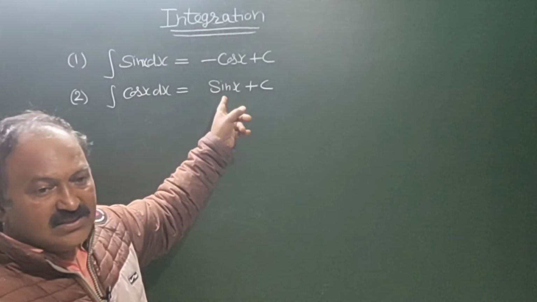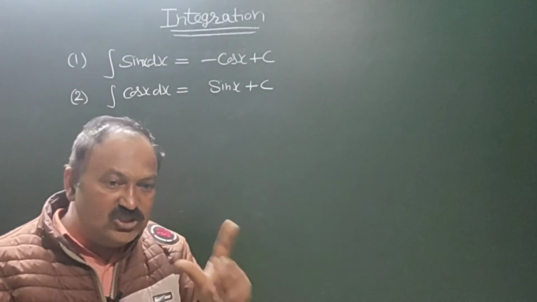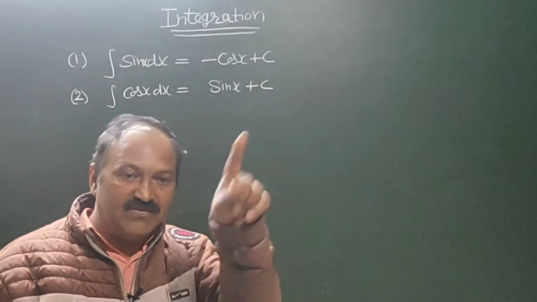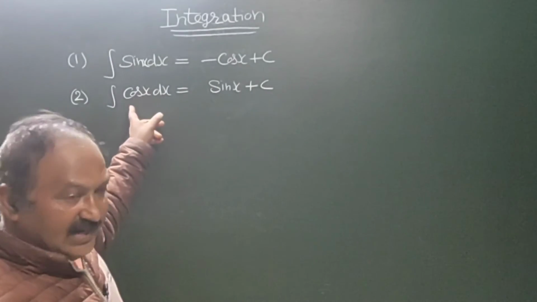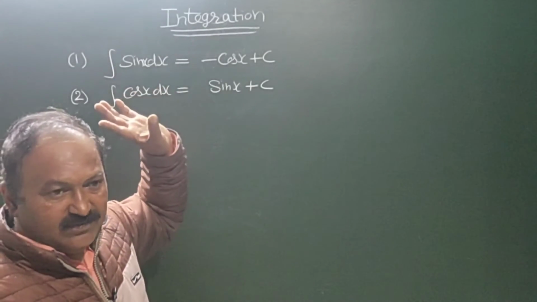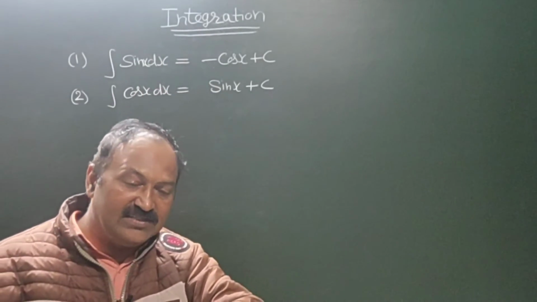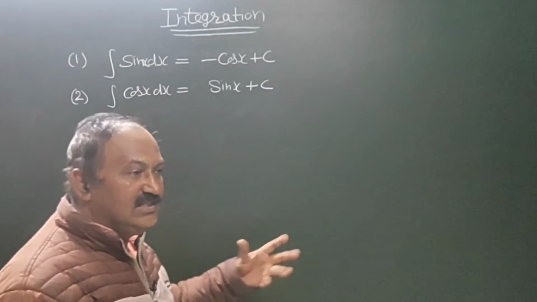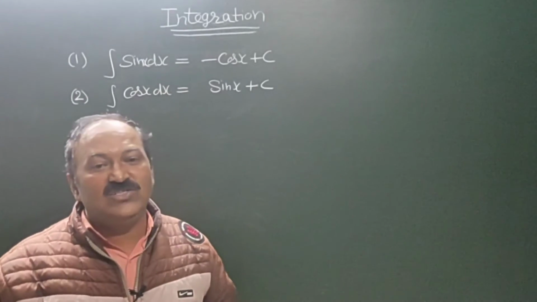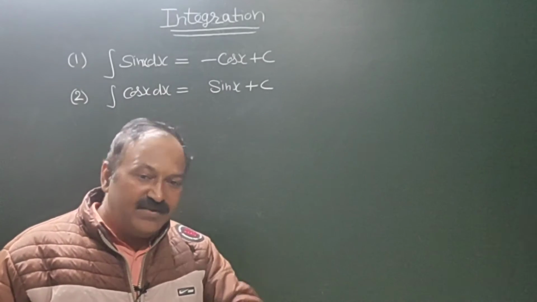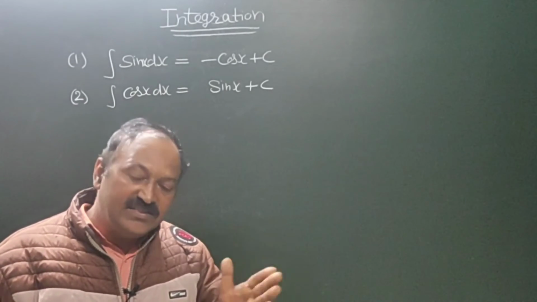The functions which start with the word CO have the negative derivative. Therefore, derivative of cos x is negative, but integration is positive. Derivative of sin x is positive, but integration is negative. These are the comparisons by virtue of which you can claim the formulas of derivative and integration of sin x and cos x.